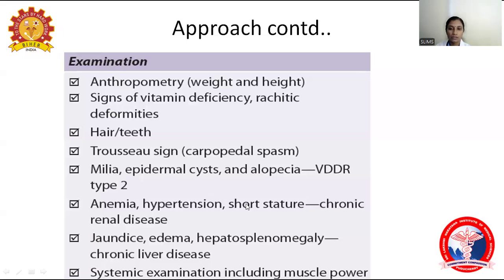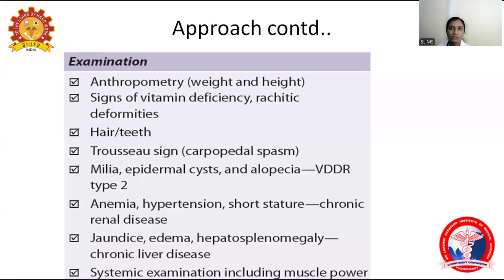Chronic renal disease, since it is a chronic disease, they will definitely have short stature and hypertension. Microcytic hypochromic anemia will also be there. With chronic liver disease, hepatosplenomegaly, edema, and jaundice are also to be looked out for. So you should not think of each one separately, but do all these things together. Check the BP for every child, look for pallor, check anthropometry, look for HSM in all the children, look for edema, look for jaundice and all that.